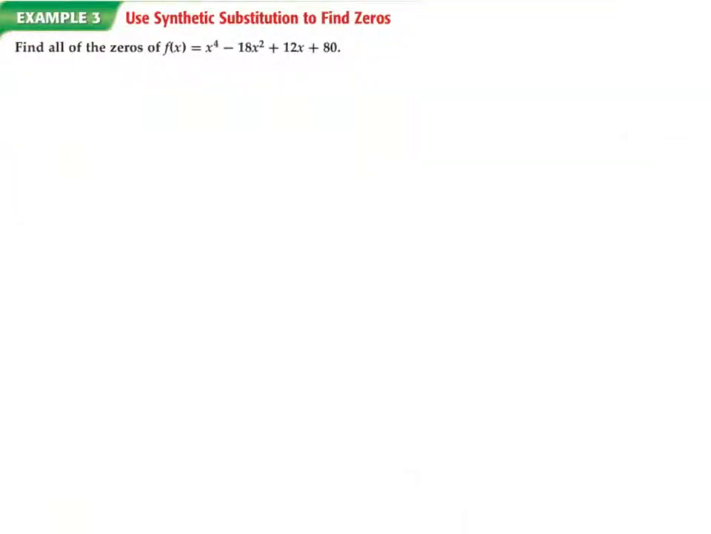In example 3, we're going to use synthetic substitution to find zeros. It says it wants us to find all of the zeros of f of x equals x to the 4th minus 18x squared plus 12x plus 80.